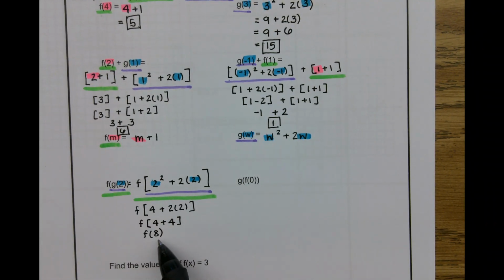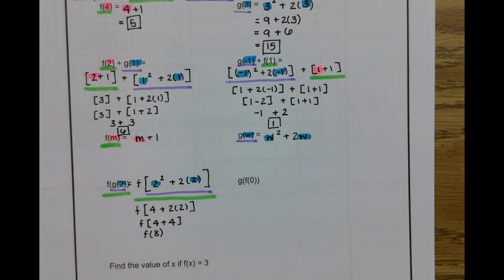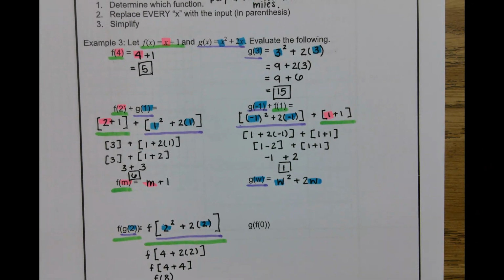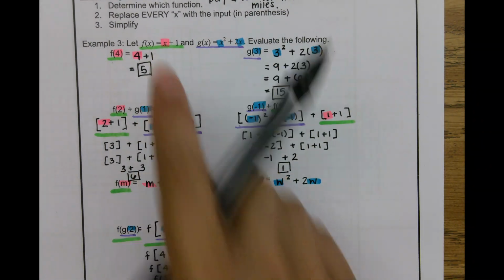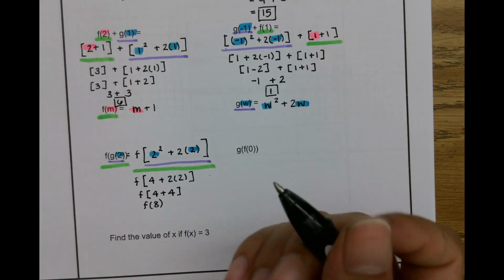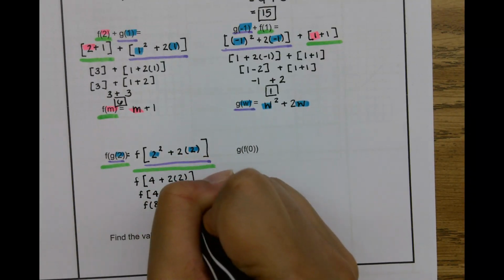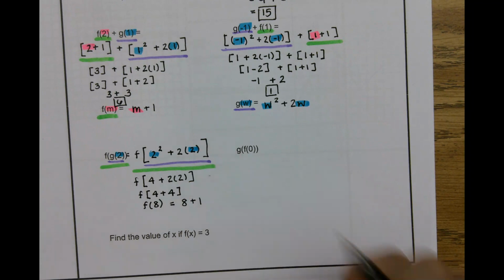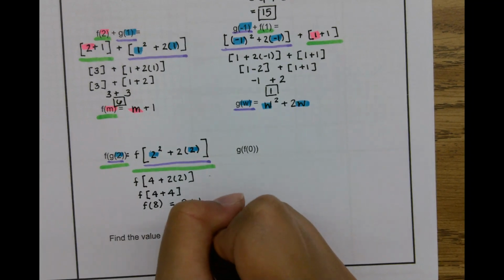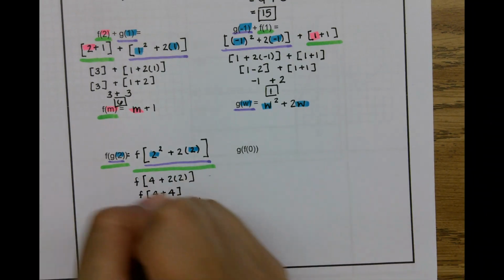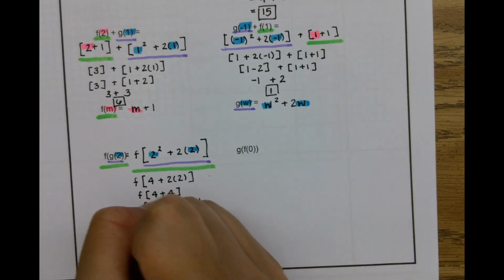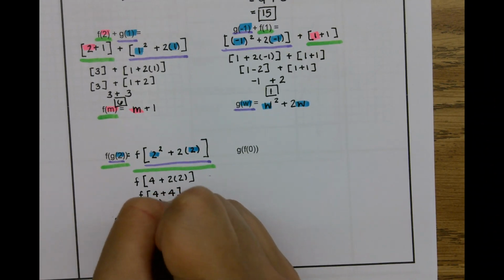Okay? And basically I'm taking whatever g of 2 is, and now I'm going to plug it into the f function. So I'm going to replace that 8 into where I have x. So f of 8 equals 8 plus 1, which equals 9, right? So if you wrote everything out, f of g of 2 equals 9.